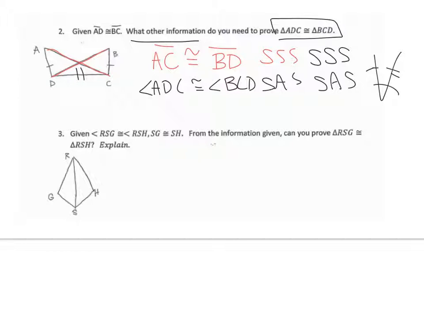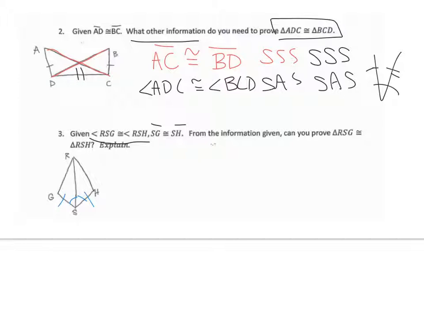Okay, and the second one, we're going to mark these. These need to be segment lines. Given that these two angles are congruent, I'm going to go over and mark them. RSG and RSH, and that segment SG is congruent to segment SH. Can you prove that the two triangles are congruent? Explain.